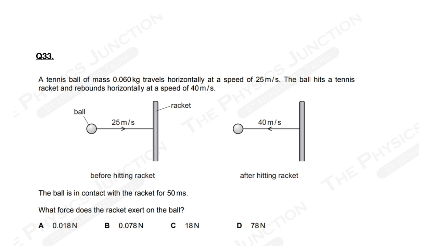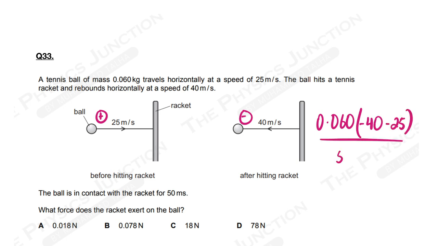Now you guys are very well versed at how to do this. Right is positive, left is negative. So mv minus mu, 0.06. V is negative 40 minus u, which is 25, divided by the time, which is 50 milliseconds, so times 10 to the negative 3. And that turns out to be 78 newtons.